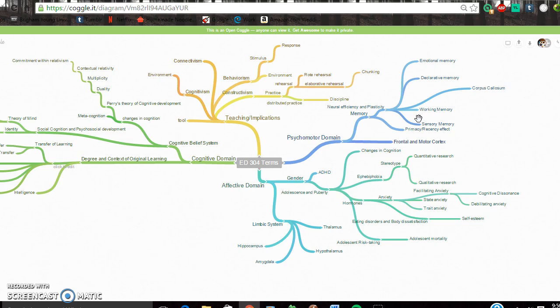The different parts, I'm not going to go through all of them, but they're the hippocampus, the amygdala, the hypothalamus, and the thalamus. They're just the different parts of the limbic system, and they all have different roles. The amygdala specifically encodes the emotional messages into long-term storage. So there's that.